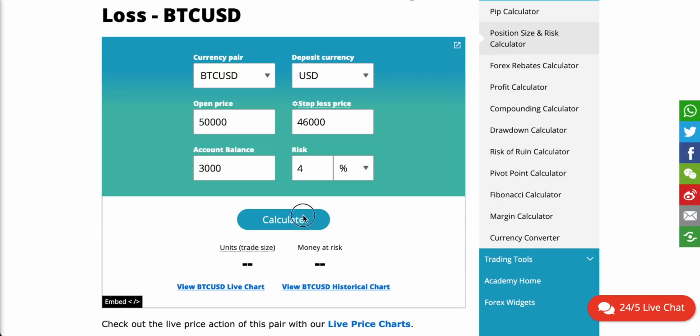If you want to double up your risk, we'll have $120 at risk and we'll trade 0.03 of a Bitcoin. If you want to take less risk, just change this here, 1%. Now we can trade this much Bitcoin.